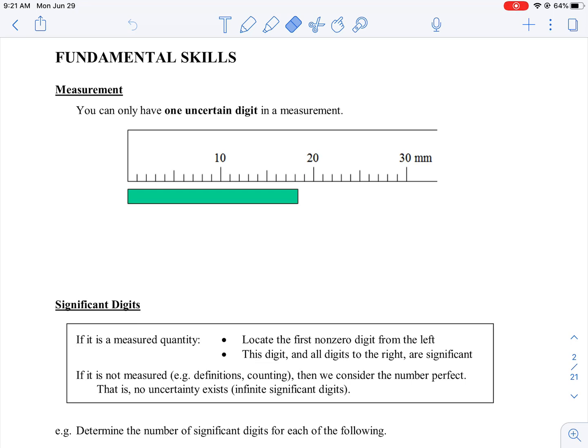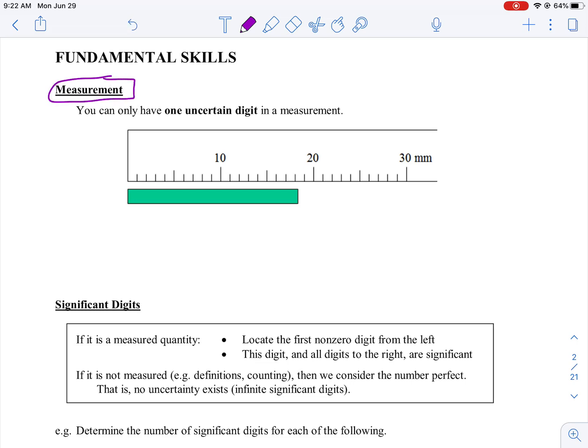And you need to be aware that every one of these skills we talk about here, you need to have mastered because they show up in every single unit for the rest of the course. So we need to have them mastered now. And a lot of it will be a review for you. Let's start with the idea of measurement.